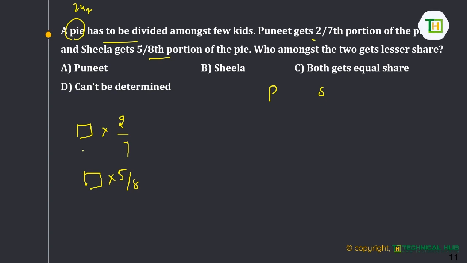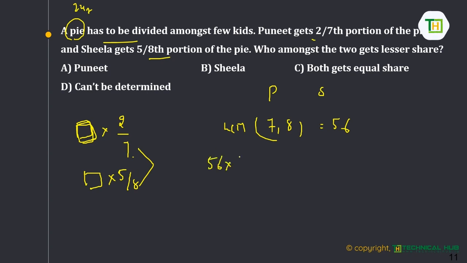If you know the exact share value, if you calculate the 2 by 7th value and the 5 by 8th value, then you can easily say who will get the lesser share. Here I don't know the exact share value. So whenever you get this type of question, you have to take an assumed value. How can you take the assumed value? First take the denominators. The denominators here are 7 and 8. Take the LCM of the denominators, that is 56. Here I am taking 56 rupees as the share.